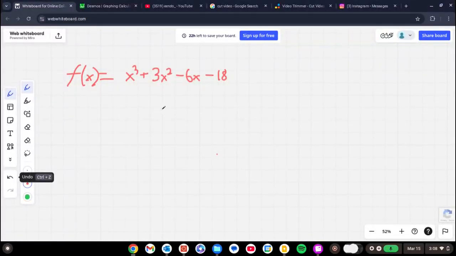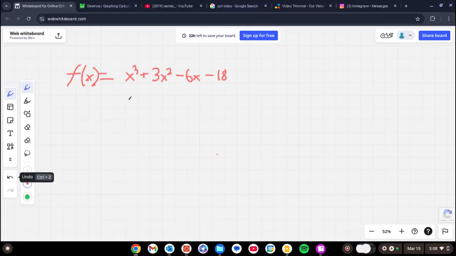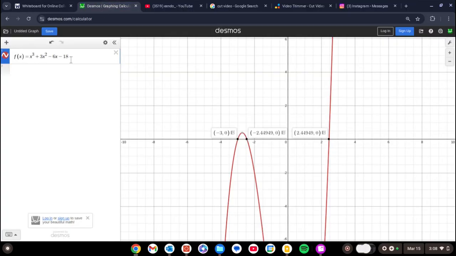Okay, so I have one last thing for today, just because I wanted to. So basically, let's say we have this cubic function right here, x to the 3 plus 3x to the 2 minus 6x minus 18.